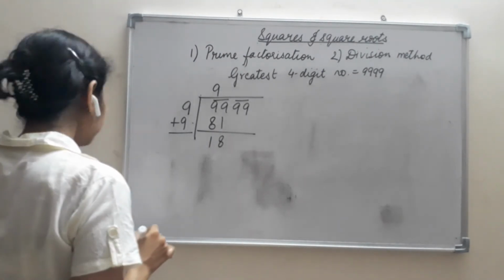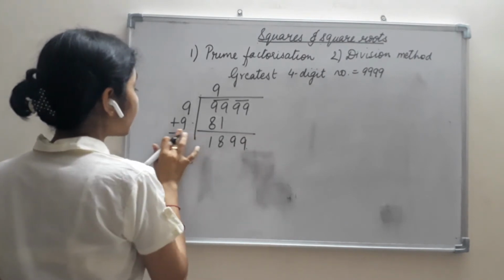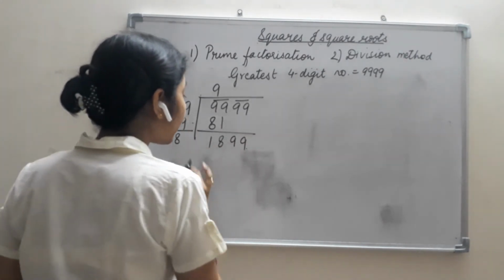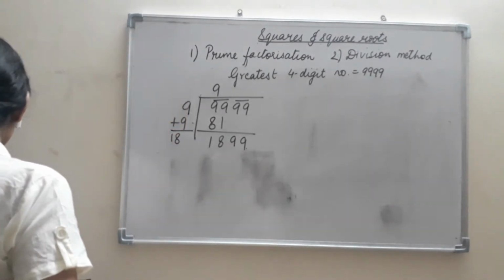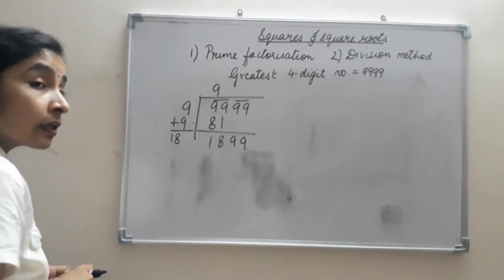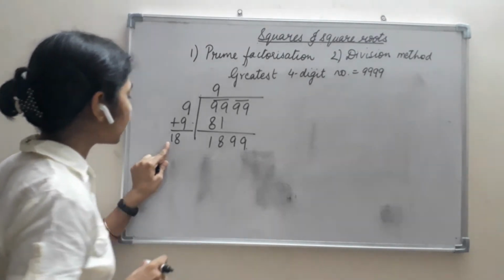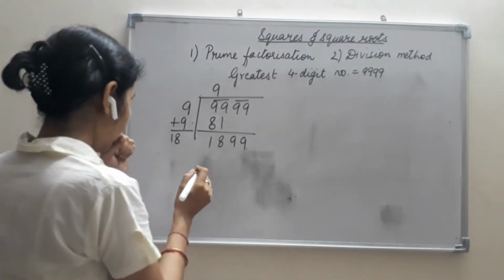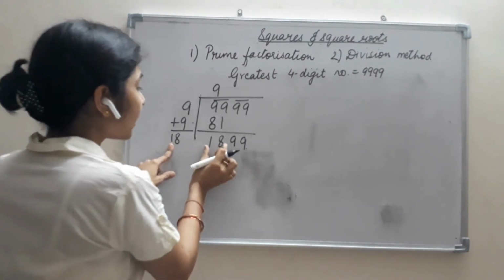Now this 99 comes here. 9 plus 9 gives me 18. Now what should I write here so that the number that comes is less than this number? So if I am having 18 here, I am having 8 here, I am already having 1 here, and here I am having 18.